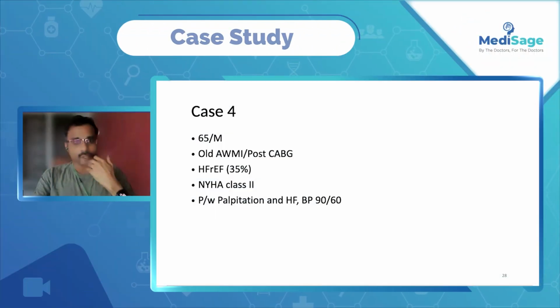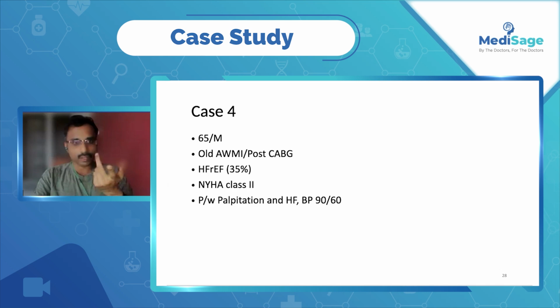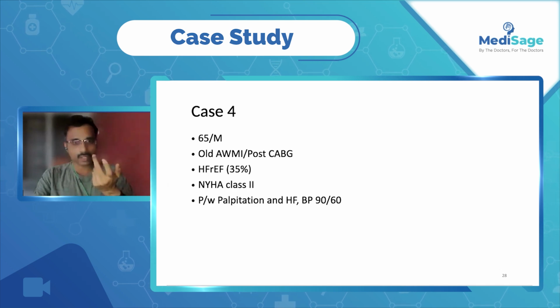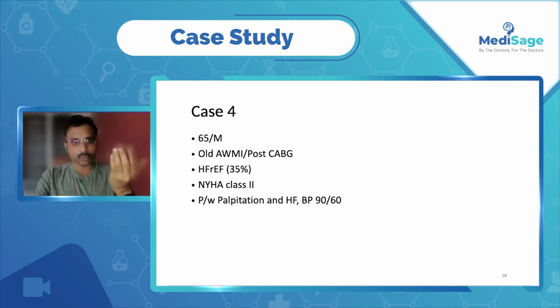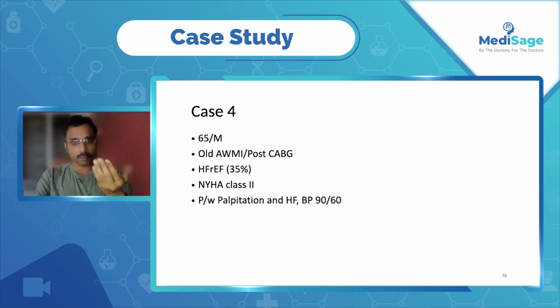The case number 4 is again a patient with a diseased heart because he has had an MI, post bypass, and he has a severely reduced ejection fraction and is symptomatic, heart failure class 2. He presented with palpitation with borderline hemodynamics, BP is 90/60.